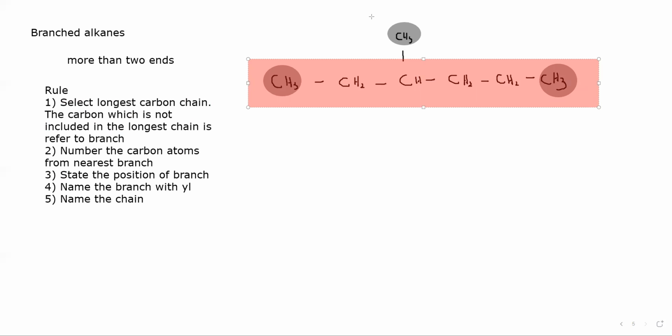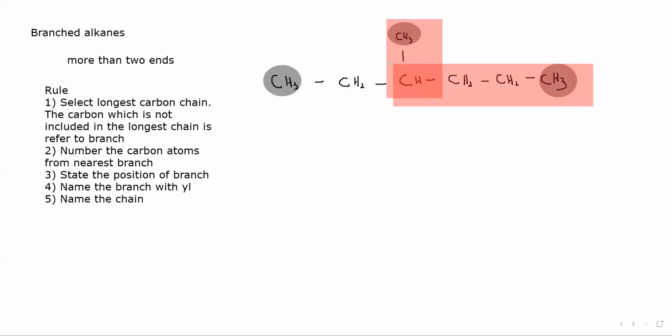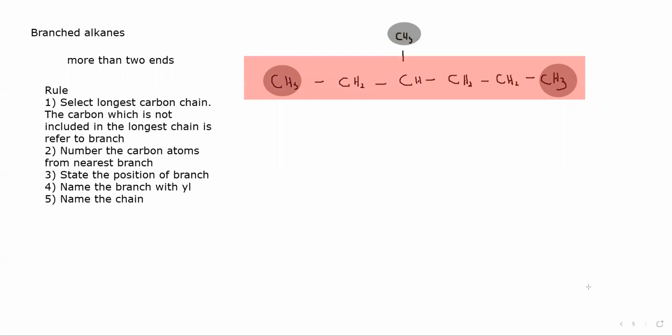6 carbon. And if I select from right to top, how many carbons are included? 5. So which one is the longest? So this one is the longest chain. So right to left or left to right is the longest chain. So we will select this as our longest chain.